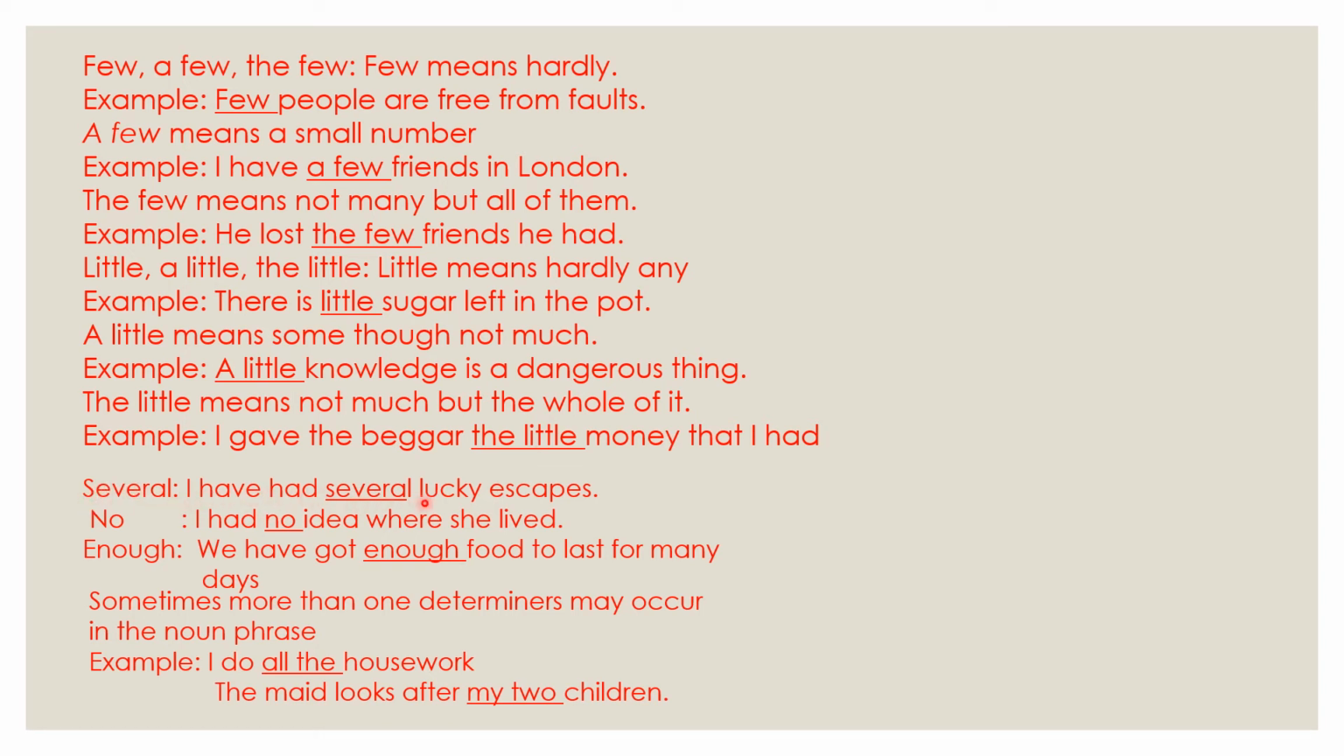Several. I have had several lucky escapes. So, several is the determiner. No is also a determiner. I had no idea where she lived. Enough. We have got enough food to last for many days. So, enough is the determiner. Even many is the determiner. Sometimes more than one determiner may occur in the noun phrase. I do all the housework. All the maid looks after my two children. So my two is more than one determiner. Even a little, the little, a few is more than one determiner.